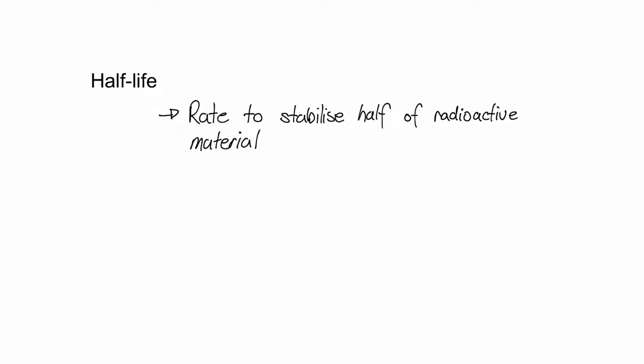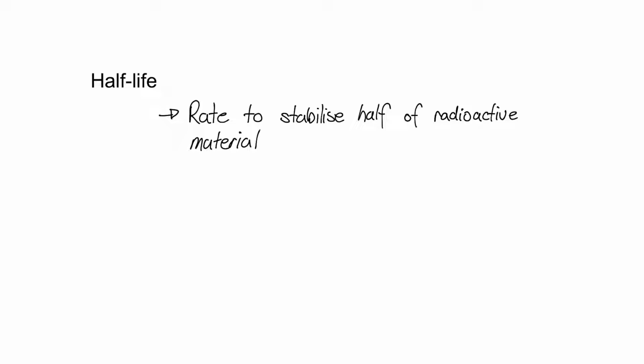When we're talking about the half-life of a material, we're talking about the rate at which the radioactive material will decay into a stable state. However, that's not all. It's really only talking about half of that material decaying into a stable state. And that rate could be from milliseconds to billions of years. It is also a rate, but it's also a probability.